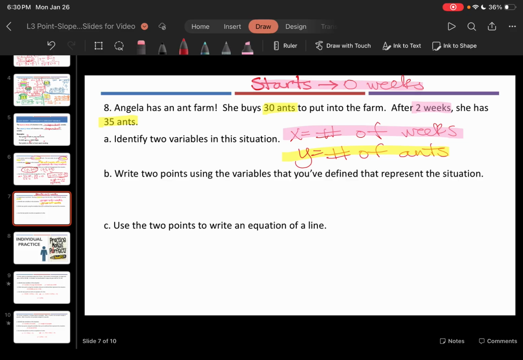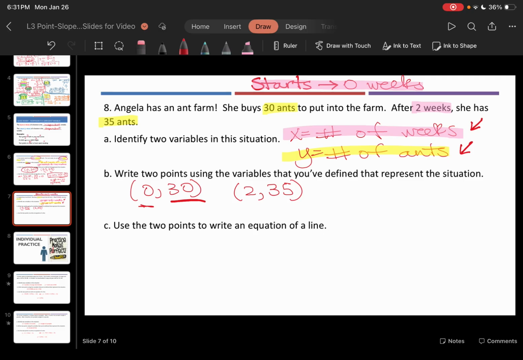So again, take this information, write it as 2 points. So 0, 30, she started with 30 ants, and after 2 weeks, she had 35 ants. How did I know which one went first, the 0 or the 30? It's about how I define my variables. I decided that number of weeks is independent, so we call it X, and X comes first in the point, right? Number of ants is dependent, and that's the Y, and that comes second in the point.